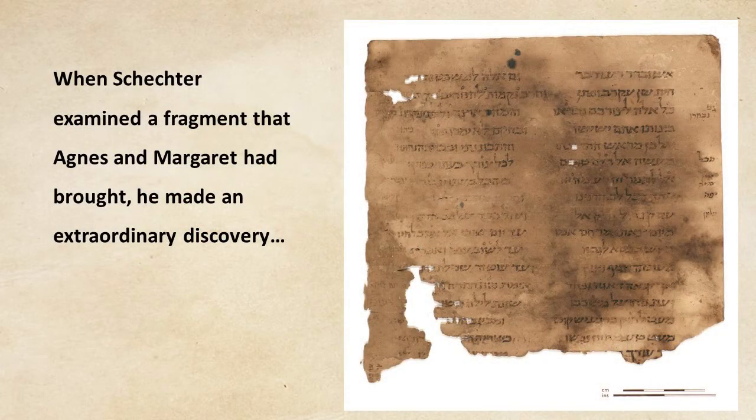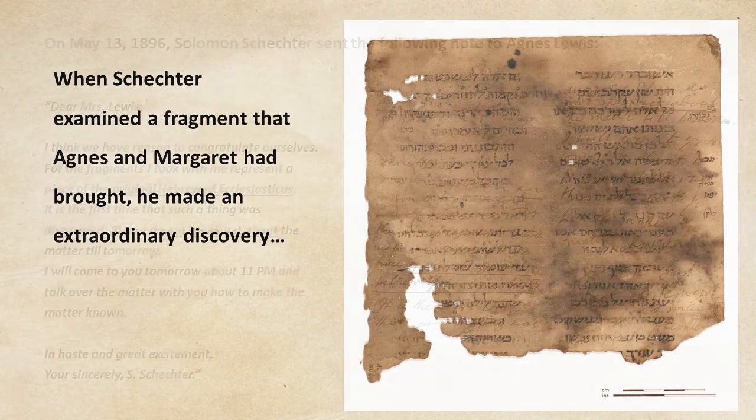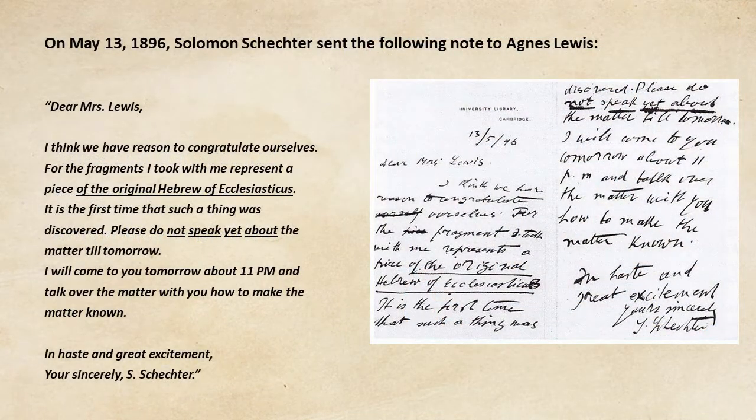Now Schechter gets a fragment from Agnes and Margaret, and he made an amazing discovery. On May 13, he sends the following note. I've been reading and talking all by myself, which is very egotistic of me.